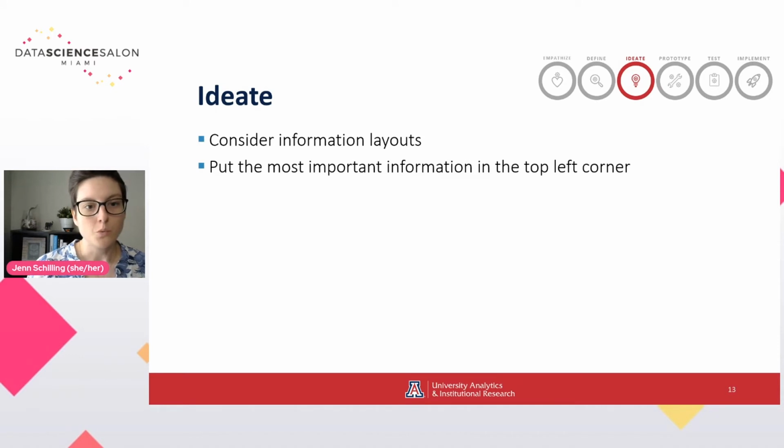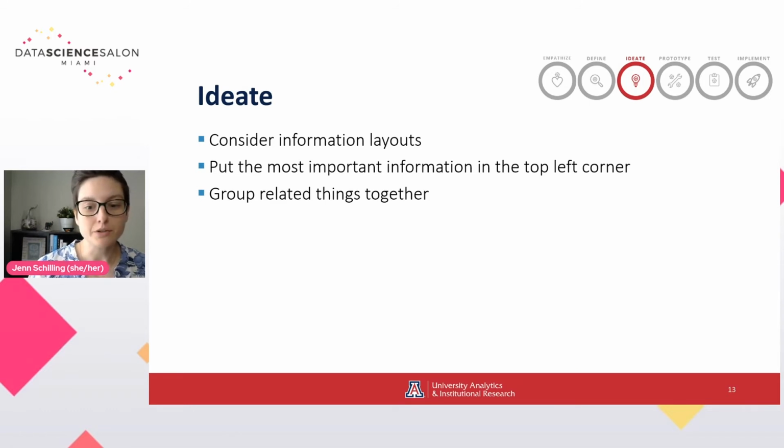You also want to think about where you're putting the most important information. So key performance indicators, KPIs, and other important key data points should be in your top left corner. And it's a good idea to start with the big picture and move into more detail as you go throughout the dashboard. You also want to group related things together.